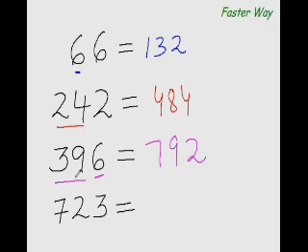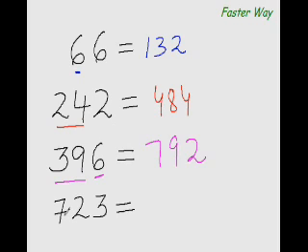Or you could use the second trick. Take this thing as 400 because it's very close to it. So double of 400 is 800. But every time you have added 4 more. So subtract 8 from 800. It would be 792.